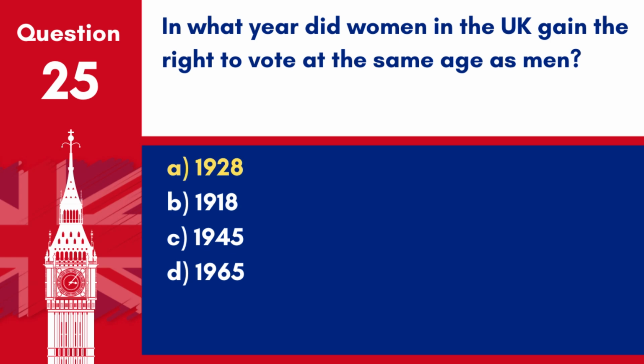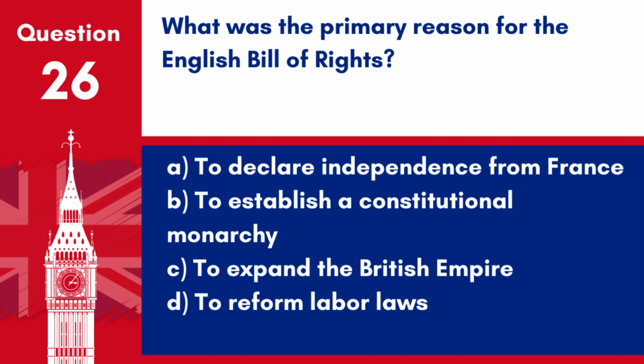Answer. A. 1928. Women in the UK gained the right to vote at the same age as men in 1928, when the voting age for women was lowered to 21, the same as men. Question 26. What was the primary reason for the English Bill of Rights? A. To declare independence from France. B. To establish a constitutional monarchy. C. To expand the British Empire. D. To reform labour laws.